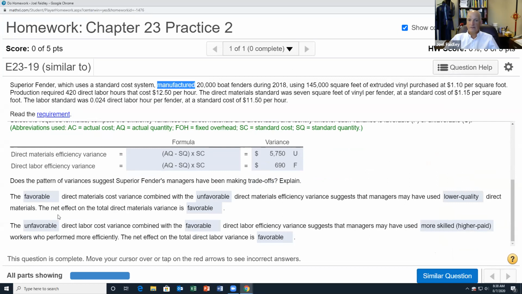So look what it says here by doing an analysis of this. Direct materials cost variance can amount to unfavorable direct materials efficiency variance unless the manager has used lower quality direct materials. But it did turn out favorable overall. You paid less for the material, but it took more hours. But when you combine the two together, it was favorable.